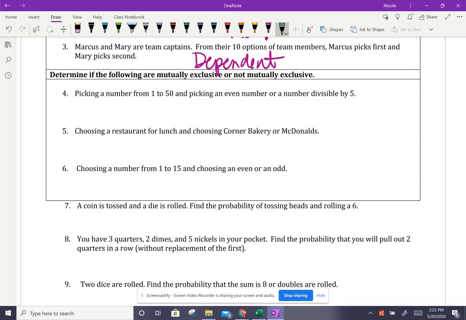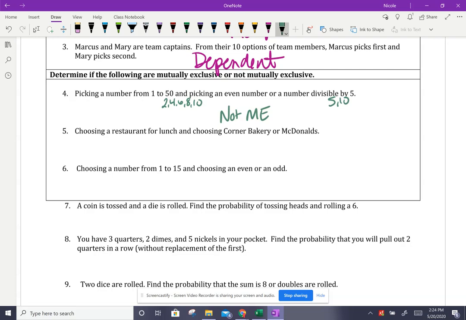So first one says picking a number 1 to 50 and picking an even number or a number divisible by 5. Well, even numbers, 2, 4, 6, 8, 10, and so on. Divisible by 5, 5, 10. Oh, is there overlap? I have 10 in both. I do. So these are not mutually exclusive.